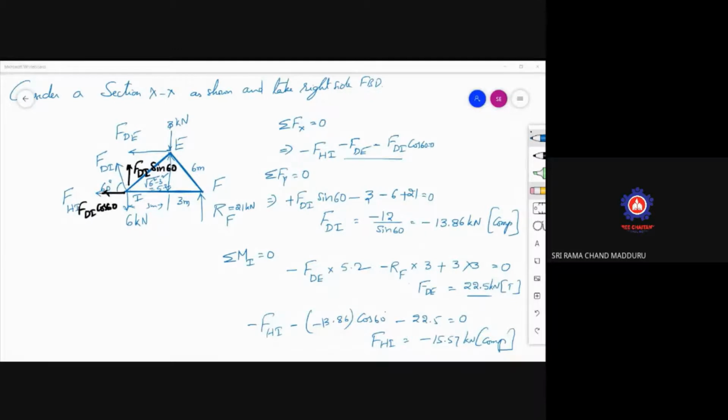FDE is 22.15 kilonewtons, which is tension, and FHJ is 15.57 kilonewtons, which is compression.